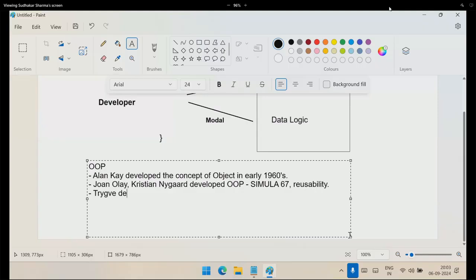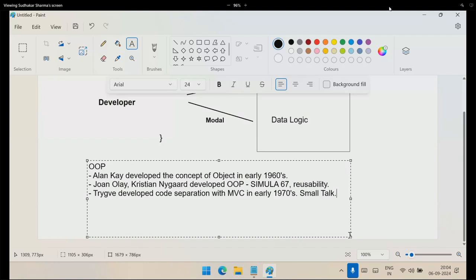After that, Trygve developed code separation with a framework called MVC in the early 1970s, and it was first used with a language called Smalltalk. Simula is the language which introduced code reusability. Smalltalk is the language that introduced code separation.